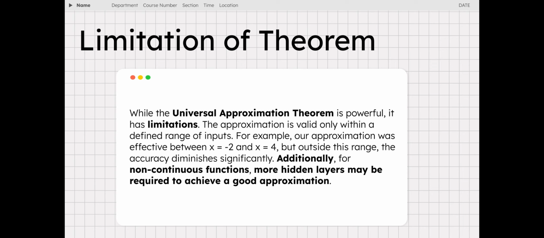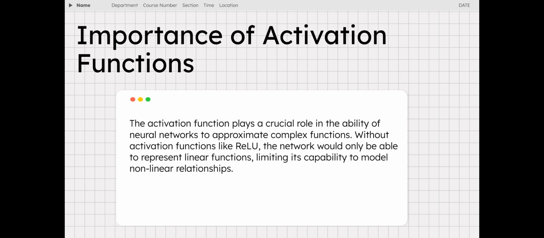The activation function is crucial for the ability of neural networks to approximate complex functions. Without activation functions like ReLU, the network would only be able to represent linear functions, which would limit its capability.